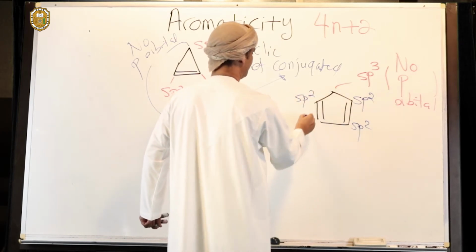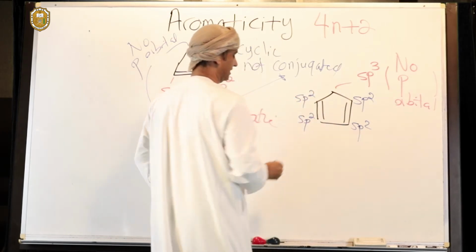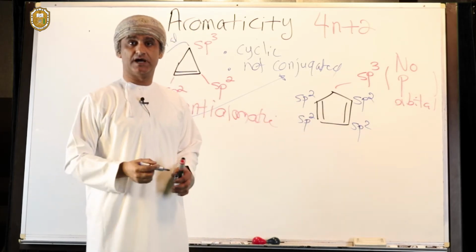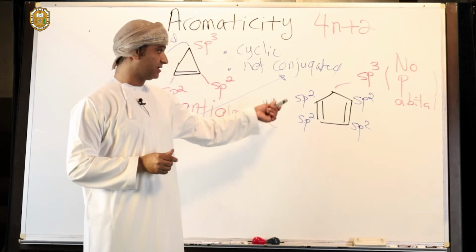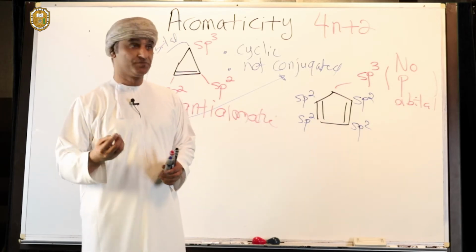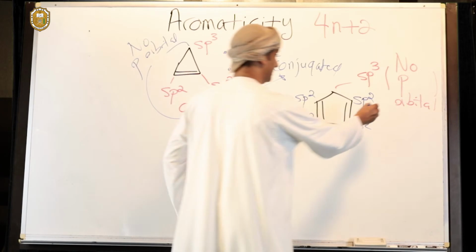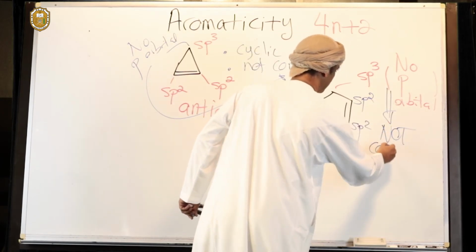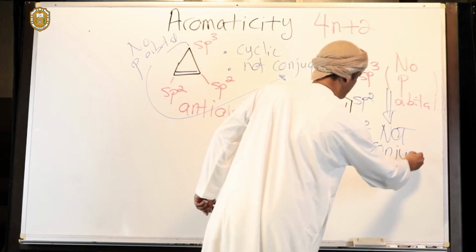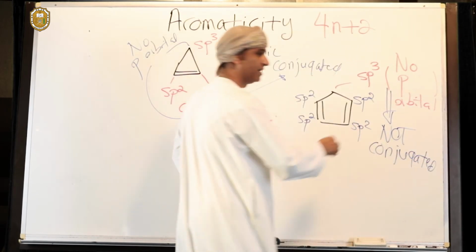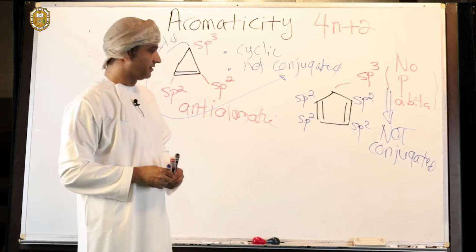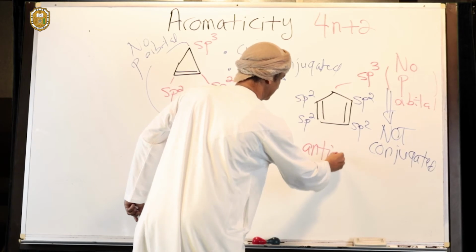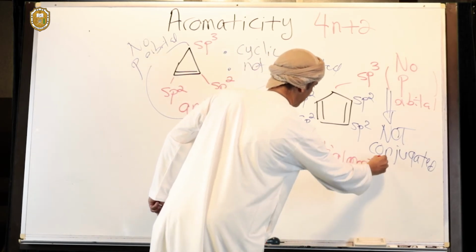That's because there is a double bond or a pi bond between each of them and a nearby carbon. Of course, cyclopentadiene is cyclic. It is not conjugated, therefore, because of the absence of a p orbital. And of course, if it's not conjugated, therefore it is anti-aromatic. So this is an example of an anti-aromatic compound.